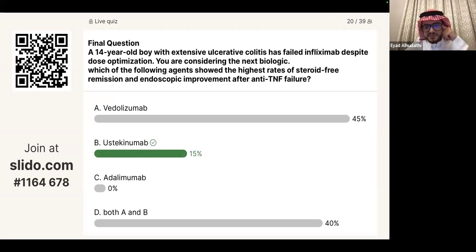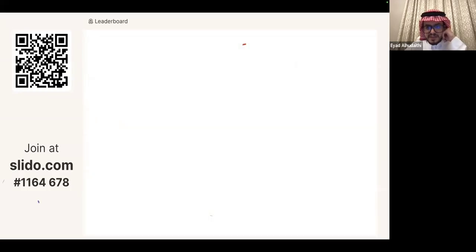And I'll tell you why. Usually, if you go for vedolizumab in biologic-naive patients, the outcome will be perfect. But studies showed that if you use vedolizumab after anti-TNF failure, the data showed it's not that beneficial.